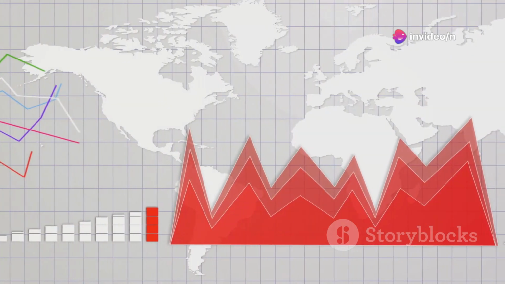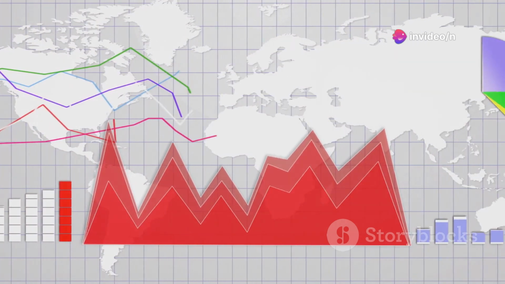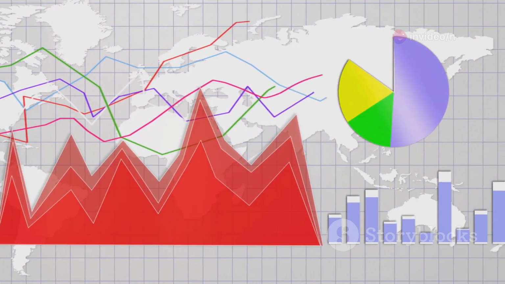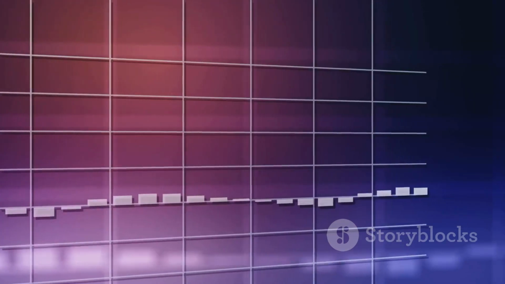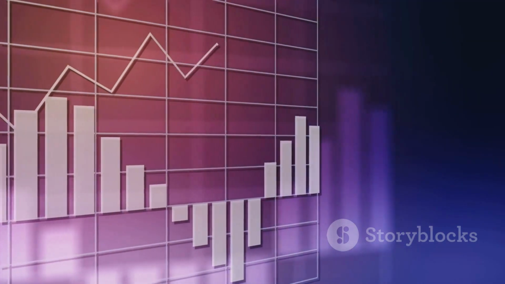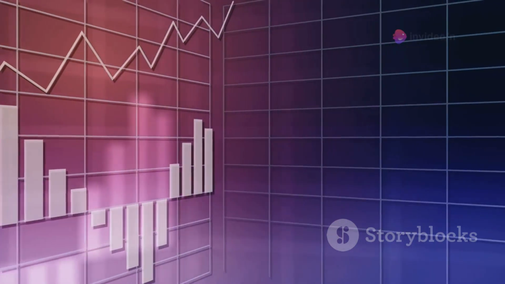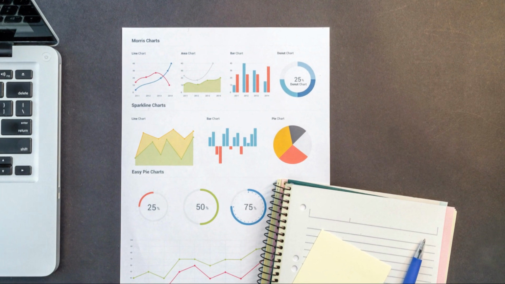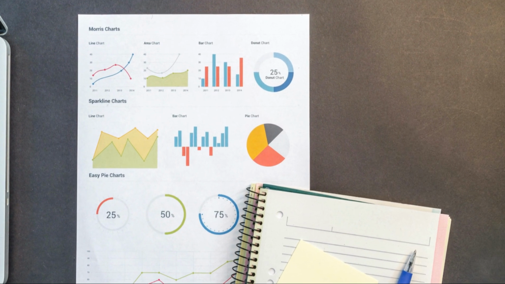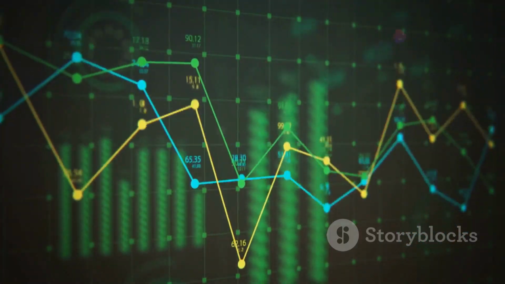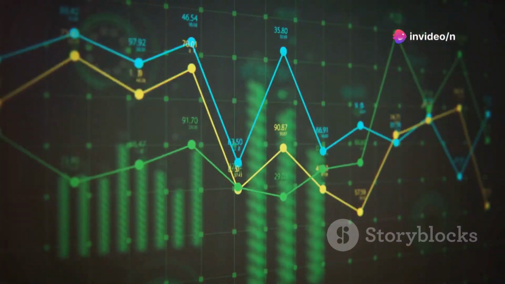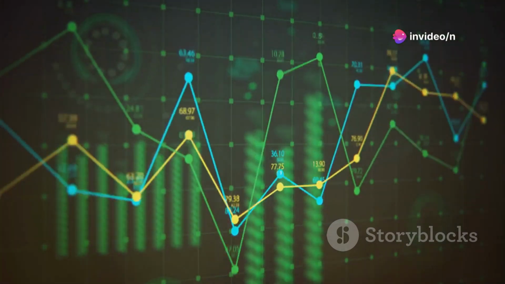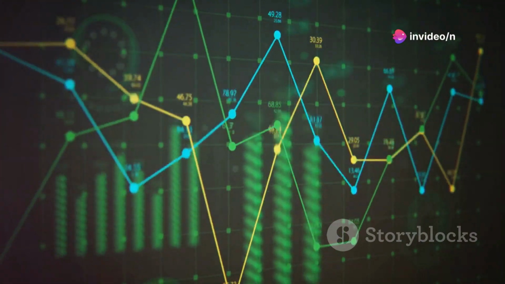For example, a head and shoulders pattern is a bearish reversal pattern that forms after an uptrend. It is characterized by three peaks, with the middle peak, the head, being the highest, and the two outer peaks, the shoulders, being roughly equal in height. Reversal patterns can be powerful tools for traders, but it is important to note that they are not always reliable. It is essential to confirm reversal signals with other technical indicators and to use proper risk management techniques.